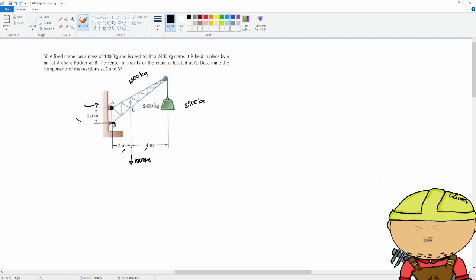Though probably there's an AX there and AY. And we will have rotational motion at the pin. Okay, a pin allows rotational motion. A pin is like the seesaw: it allows rotational motion, but it doesn't allow translational motion. Determine the components of the reaction at A and B. So B is a rocker, so I'm guessing it will have a normal force there.